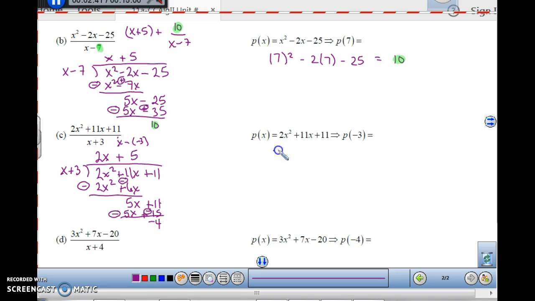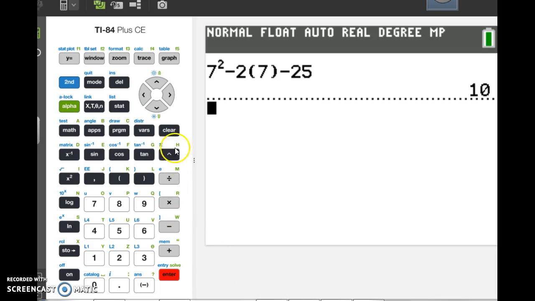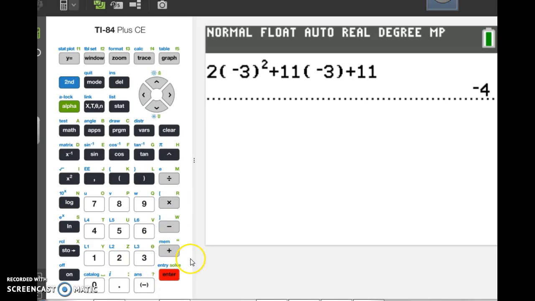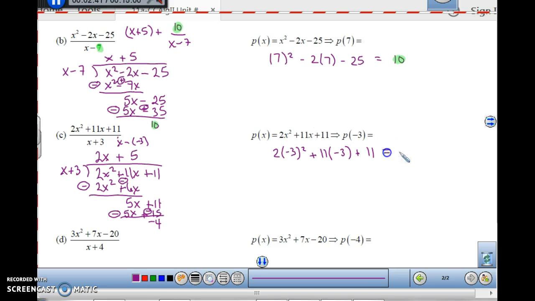All right, so if I do 2 times negative 3 squared plus 11 times negative 3 plus 11. Let me grab my calculator. 2 times negative 3 squared, plus 11 times negative 3, and then plus 11. Okay, it is negative 4. Look at that, it worked.